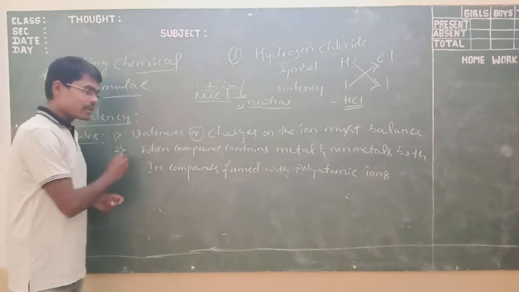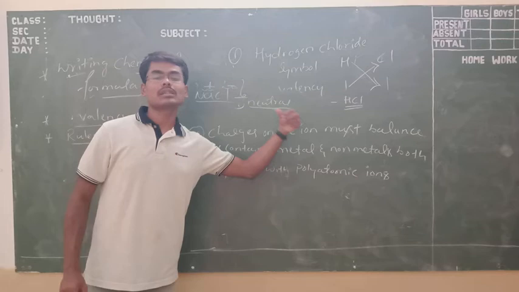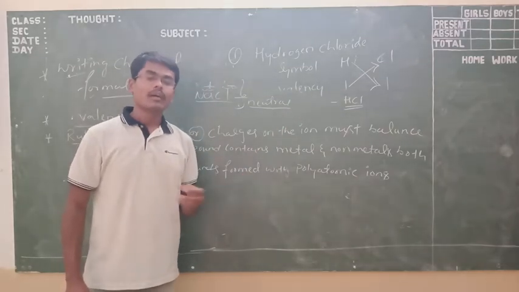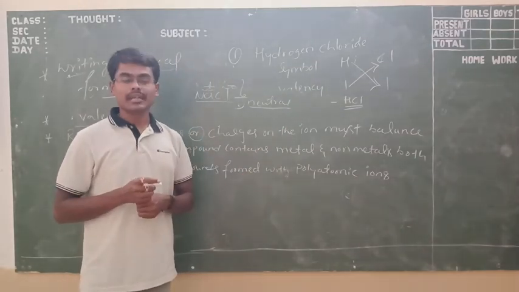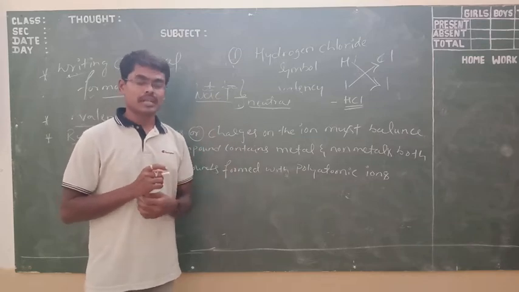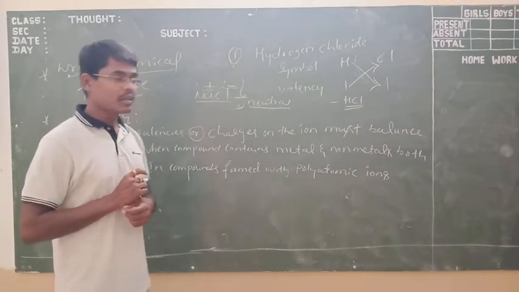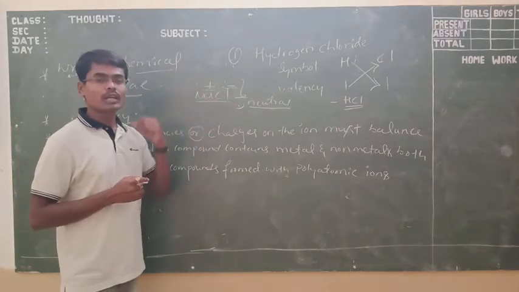The second one: when a compound contains both metals and non-metals. Okay, for example, any compound that contains both metals and non-metals. At that time, what are we going to follow? What type of rule have they given? Again, you take this one, sodium chloride.